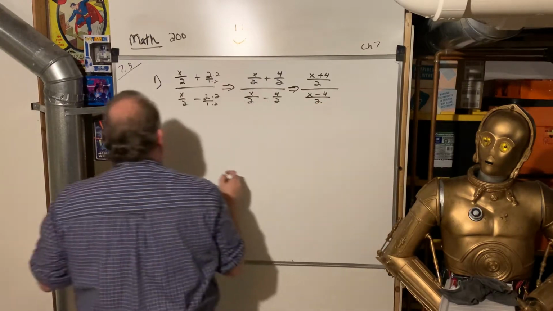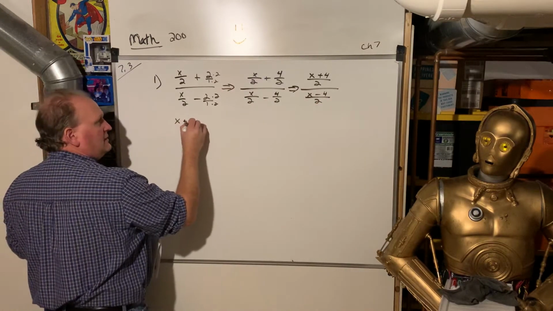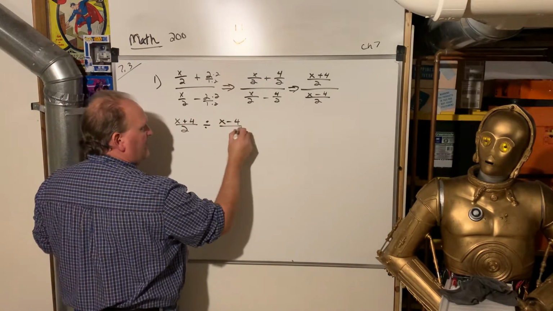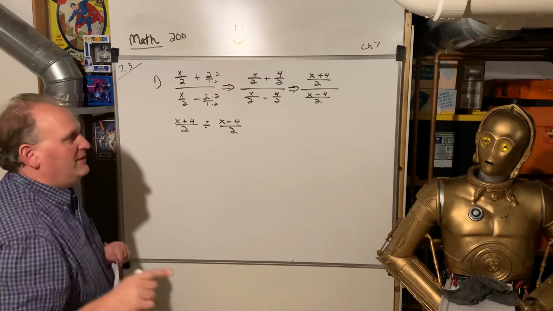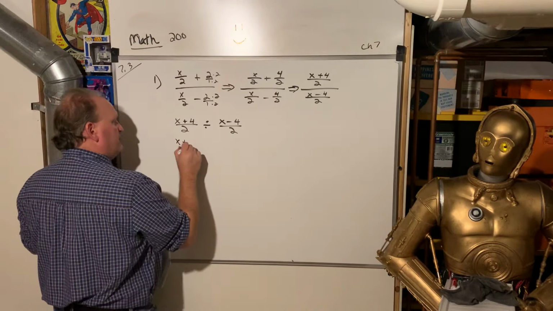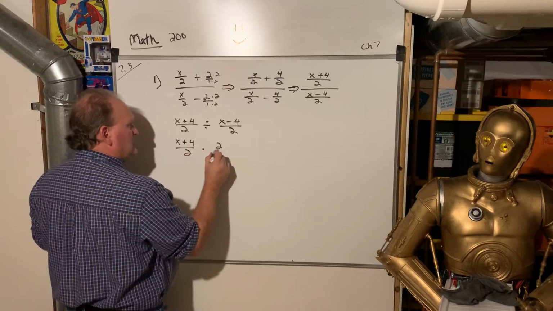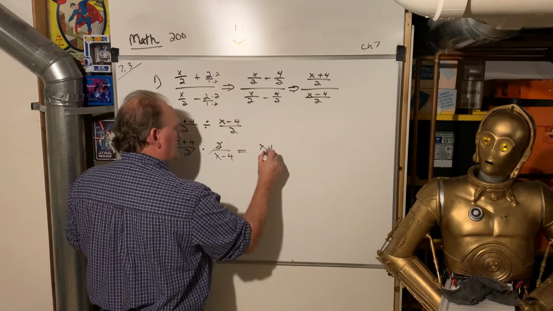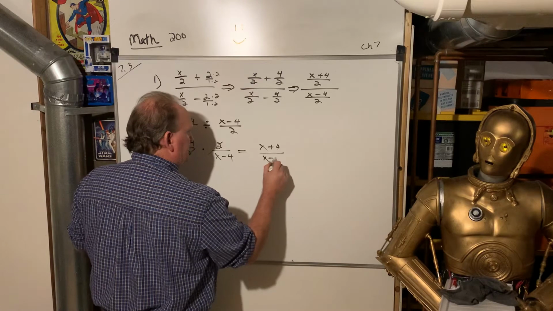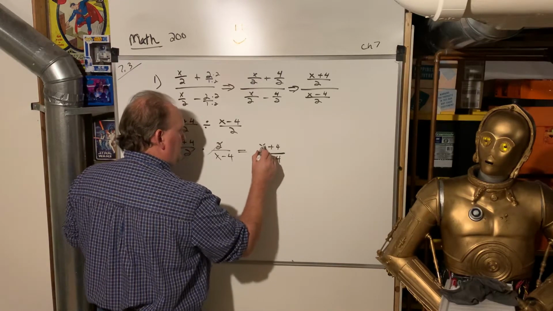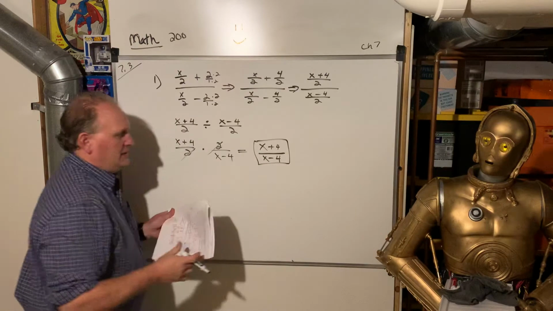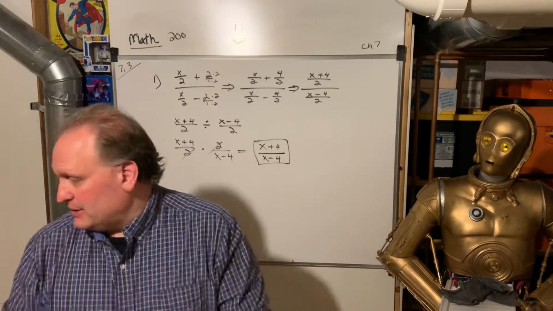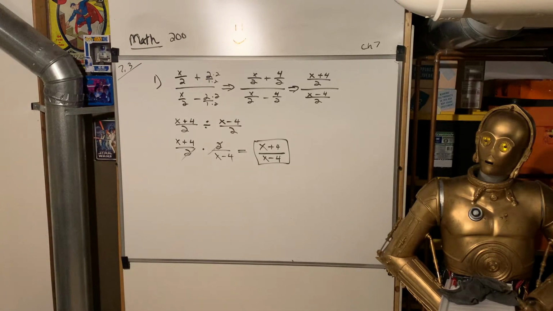And now what we can do is write it as a divided by problem. And we never divide fractions. Remember, we multiply by the reciprocal. So it's x plus 4 over 2 times 2 over x minus 4. Those 2's cancel off, and you end up with x plus 4 over x minus 4. All right. And so that's what we have for that. Not the easiest way to do it. I'm going to show you, I think, a much easier way.